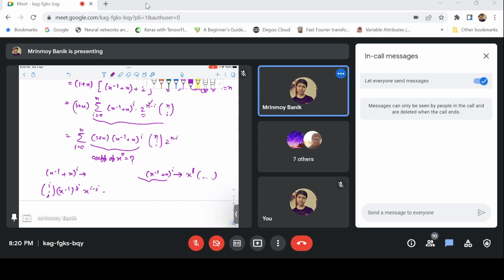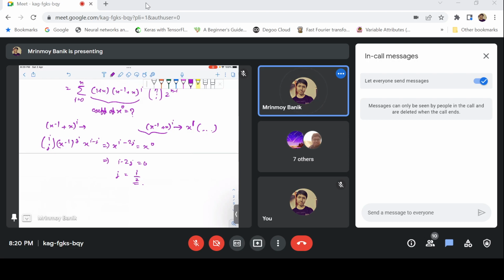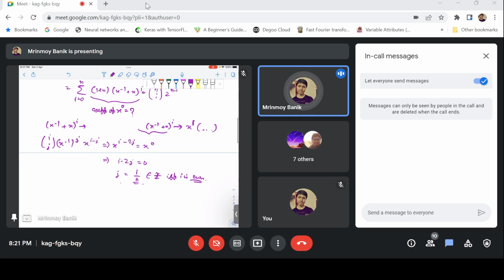So it's this thing that equals x power i minus 2j. When is this equal to x power 0? That is when i minus 2j is 0, that is when j equals i by 2. So this is an integer if and only if i is even. So when i is even, then we will get a coefficient.